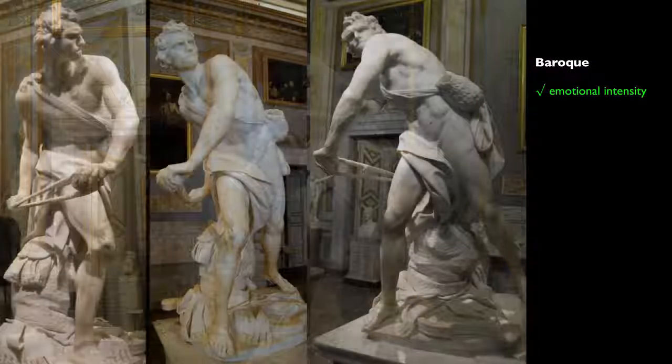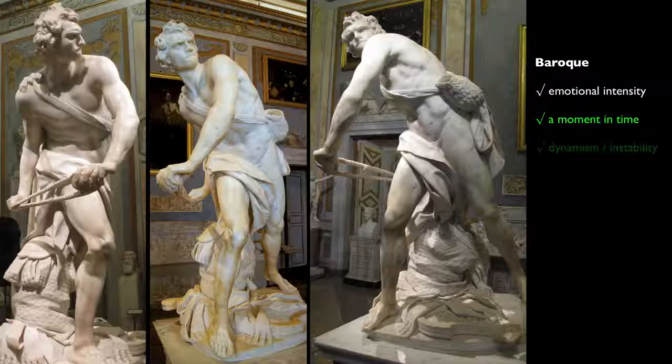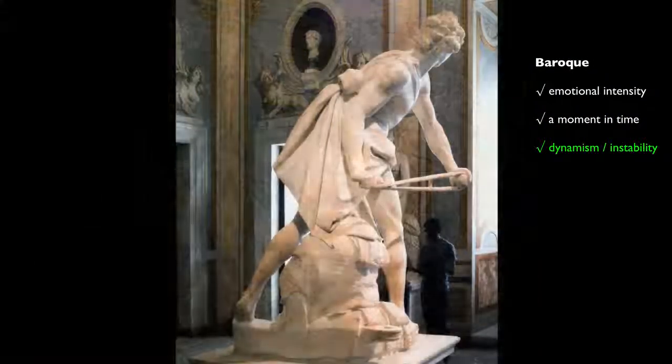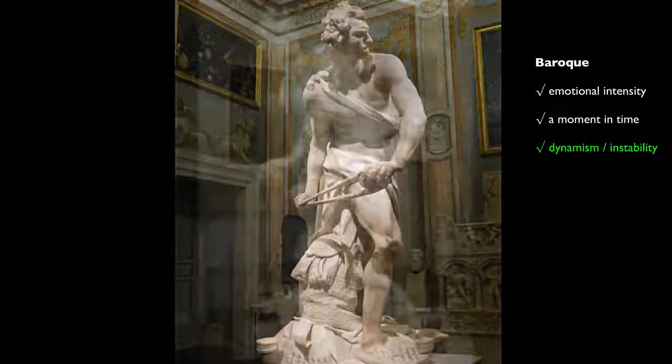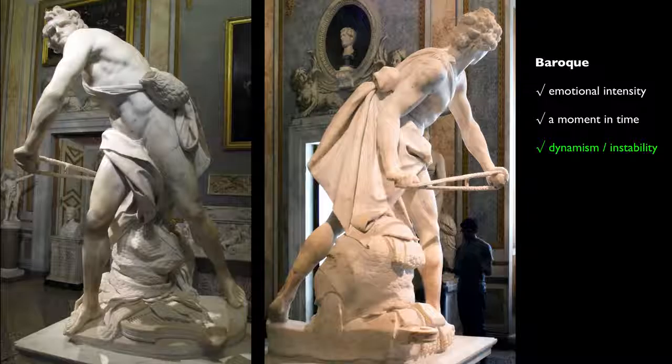This is a position of the body that could only be like this for a split second. The body itself has broken with the stability that had been so characteristic of the Renaissance. Bernini's body is wound up and is about to release its energy. He's like a spring that's taut. And you're right, his body could never hold this position for more than a moment.